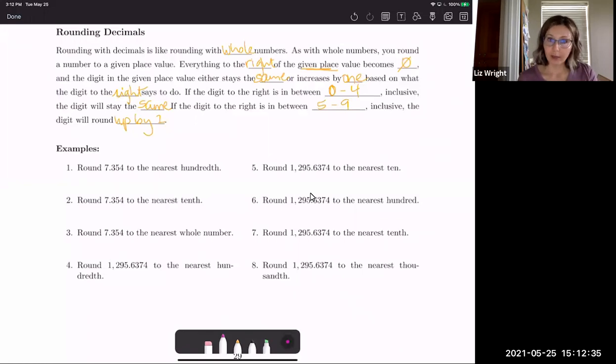So I want you to underline the place that it's asking you to round to. So round to the nearest hundredth. So we're underlining the hundredths, which is the 5. Who do we look at? We look to the digit to the right. So we're looking to the next door neighbor, which is 4. And because it's in between 0 and 4, it tells the digit to stay the same. It tells the 5 to stay the same. And that is approximately 7.35.